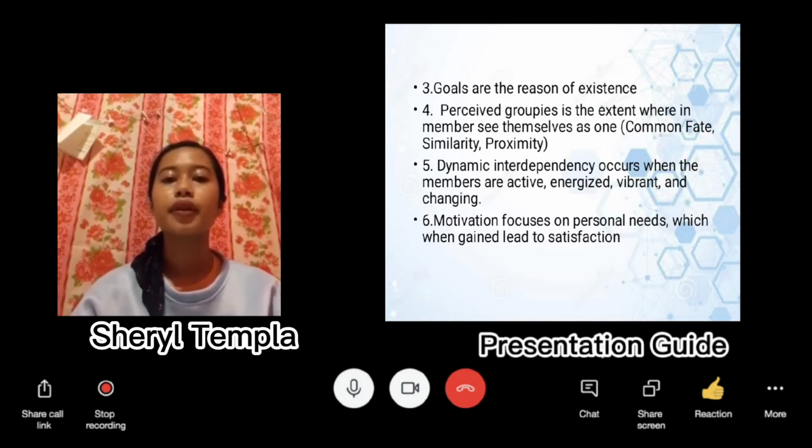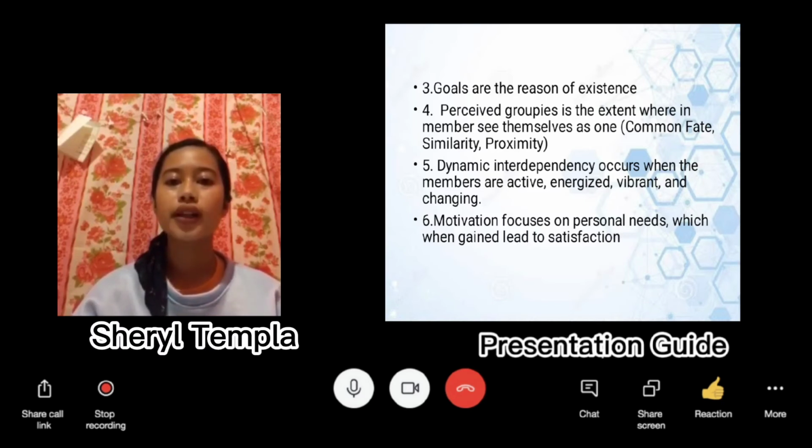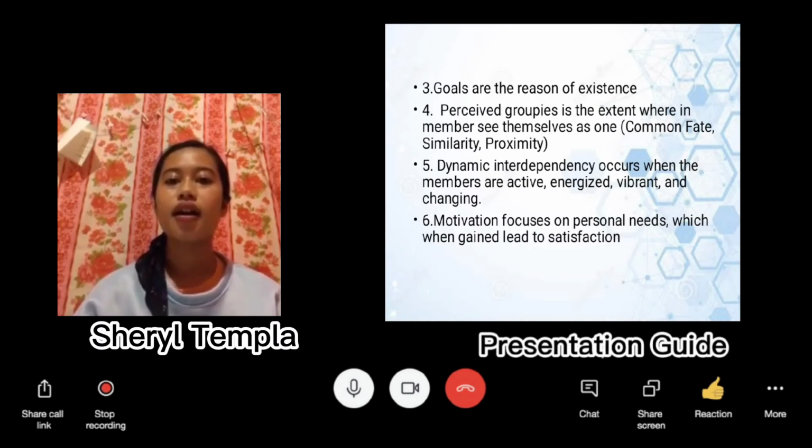6 is motivation, which focuses on personal needs which when gained lead to satisfaction. Motivation starts with ourselves. Man, if once makit-an na nato kung unsa ang napaka-motivate sa atoa, then adto na ta sa feeling nga kontento na ta.